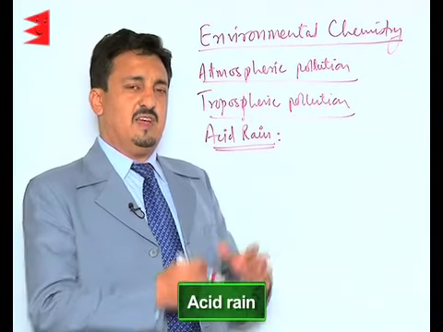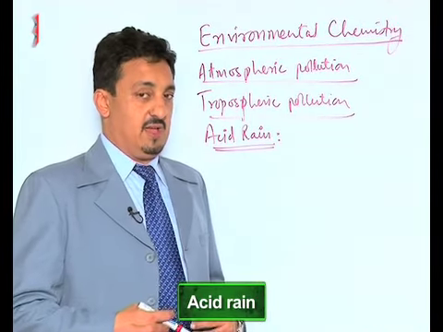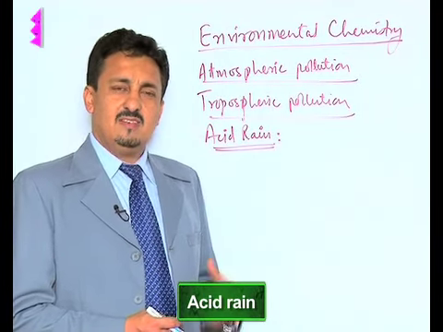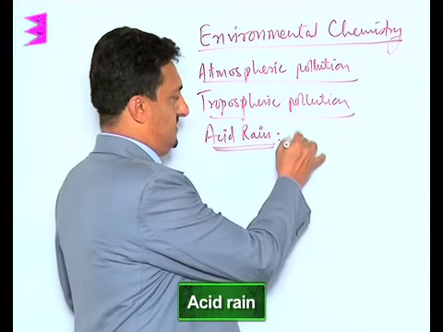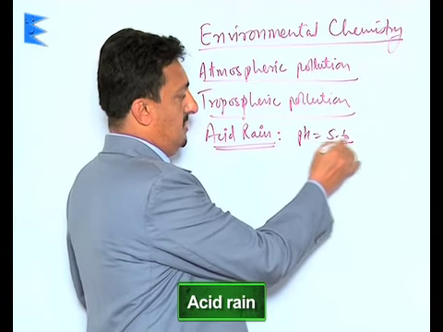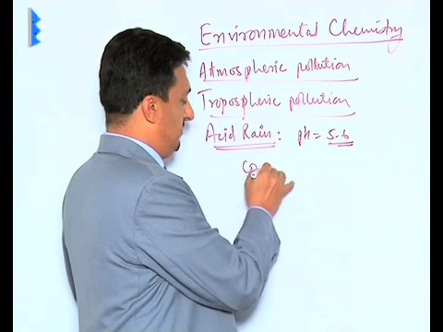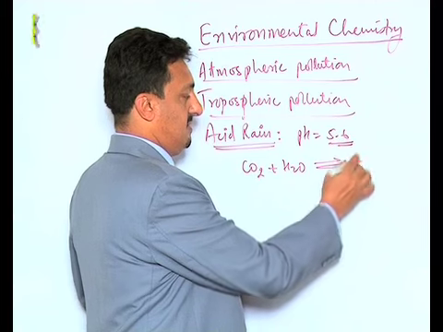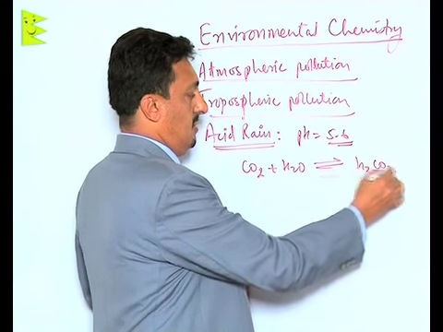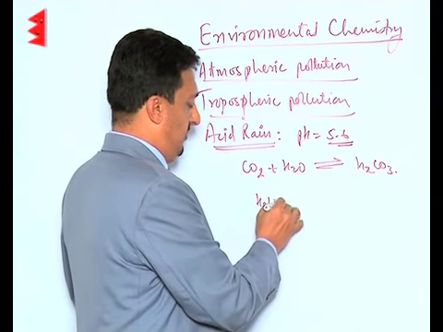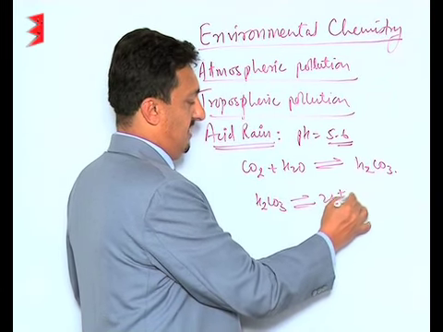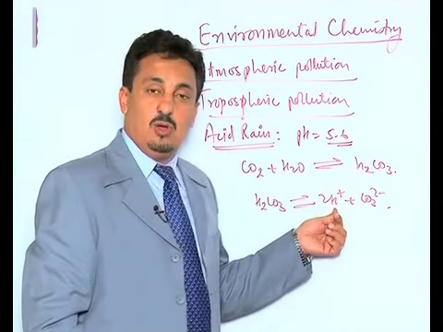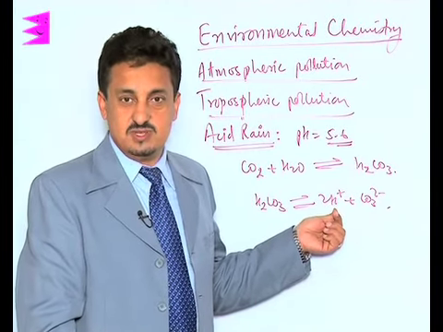Acid rain. Once we are dealing with tropospheric pollution, we need to take this topic into account, which is called acid rain. The rain has a pH of 5.6. The reason being the CO2 in the atmosphere combines with water and forms carbonic acid. Now this carbonic acid, H2CO3, dissociates and forms 2H+ ions and carbonate ions, and these H+ ions make the rainwater slightly acidic, with a pH of 5.6.